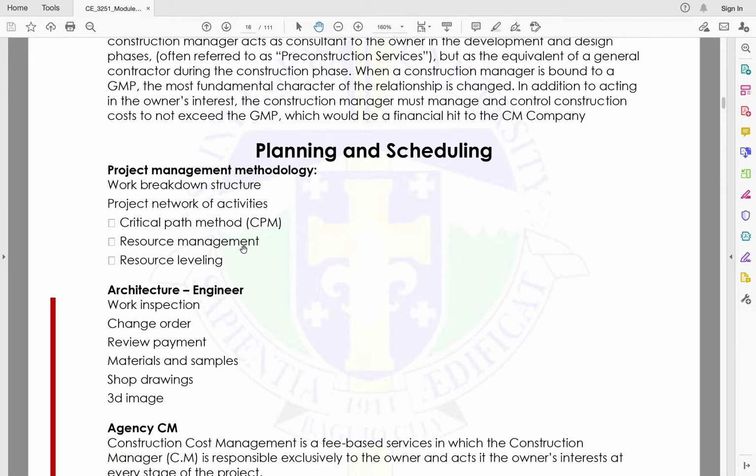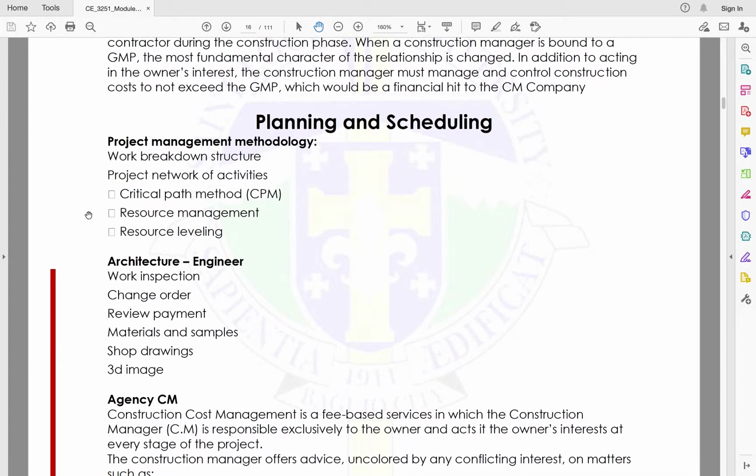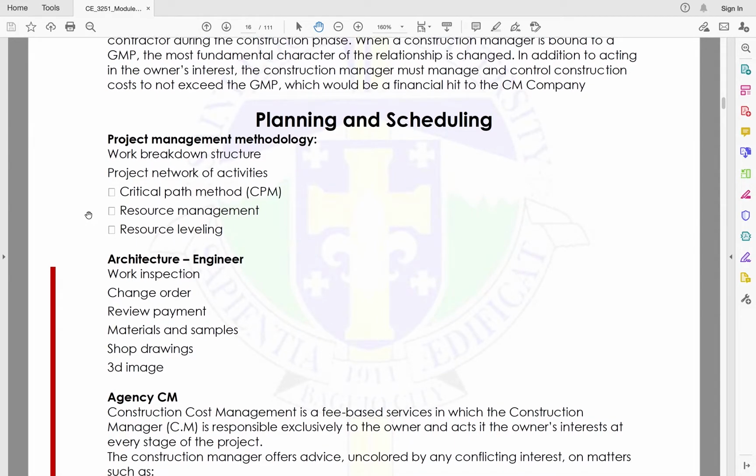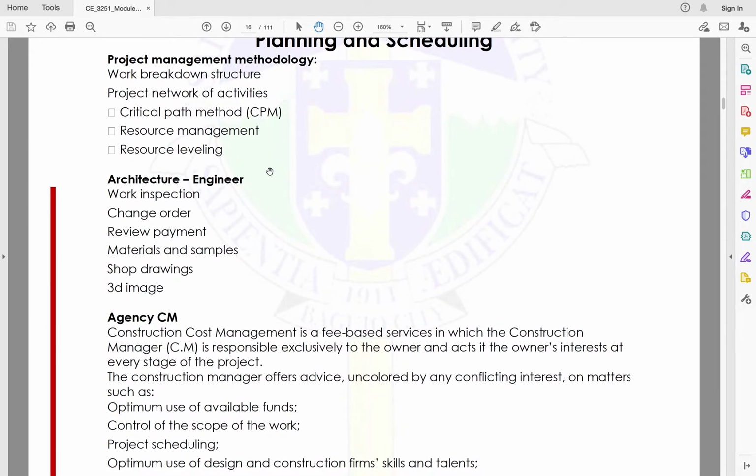Okay? So, when we say resource leveling, it is the balancing of our resources. So, we should make it efficient. Okay? So, yeah. Don't worry, we will go in depth of this when we are already doing our critical path or our schedule. Okay, so the work of architect and an engineer.